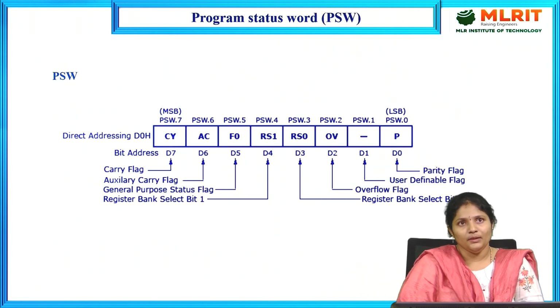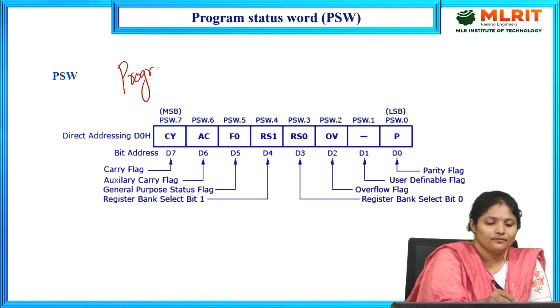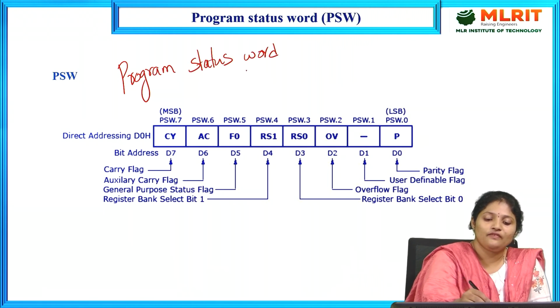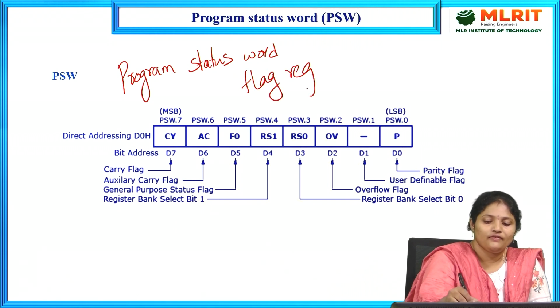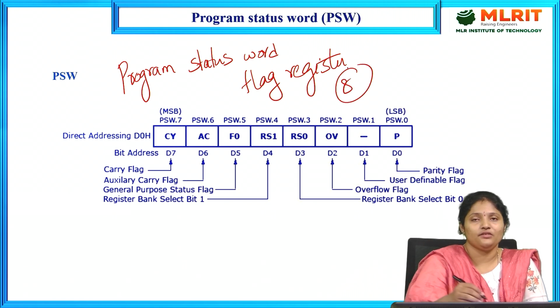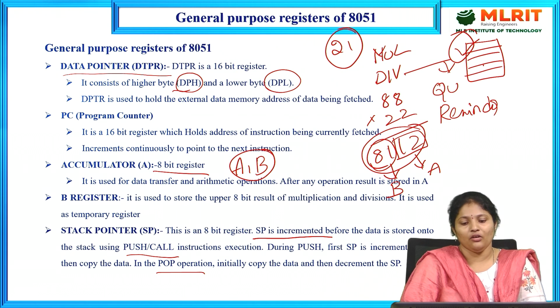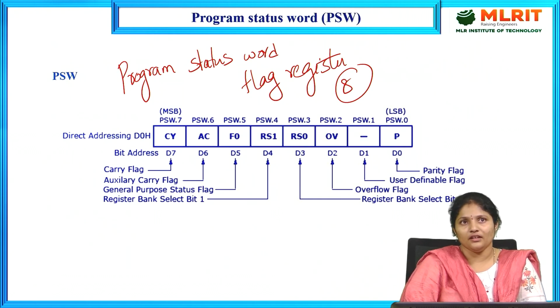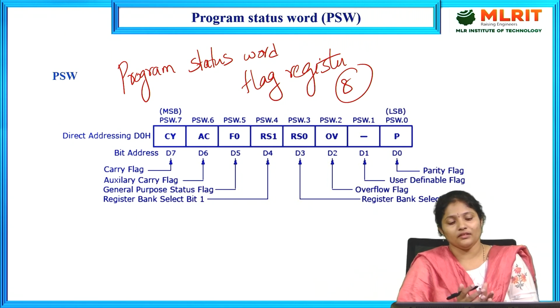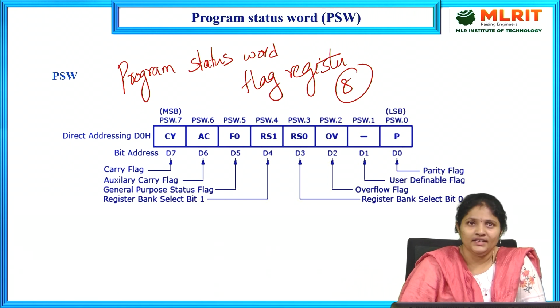So the next important register is PSW, the program status word, also known as the flag register. In the case of 8051, it is an 8-bit register which is used to show the status of the output. So while we have performed any operations or we have completed one particular program, the status will always be shown here. So PSW is an 8-bit register.